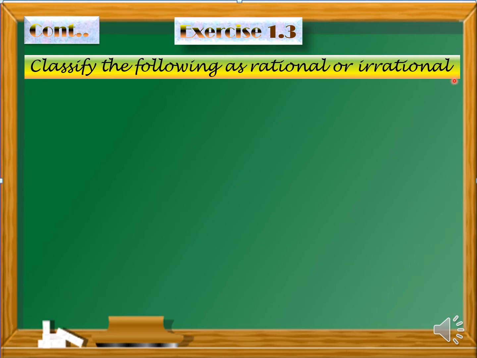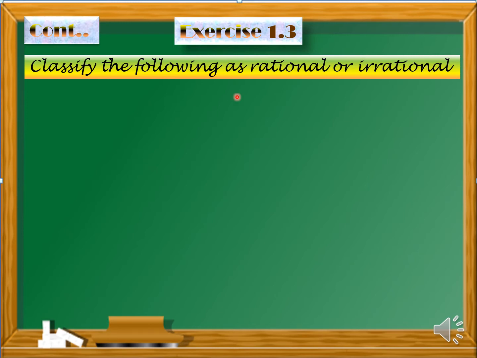Classify the following as rational or irrational. So what is rational or irrational? Numbers are in various forms, such as natural numbers, integers, whole numbers, rational or irrational. They will give a particular set of numbers and we have to say whether each is rational or irrational. Rational numbers are in the form p by q, where p and q are integers and q is not equal to 0.